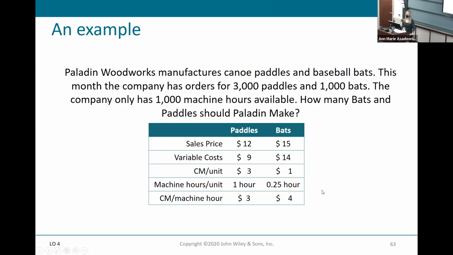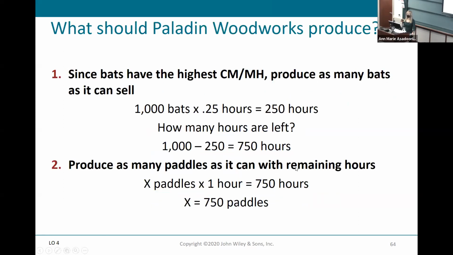1,000. Okay, yeah, you have 1,000 bats, but are you going to be able to make all 1,000? Yeah, because I'm going to make all 1,000 bats, and if I do, it takes 0.25 hours to make each one. So what that tells me is I had 1,000 hours, and I'm going to need 250 hours to make those 1,000 bats. So what I'll have left is 750 hours, right?